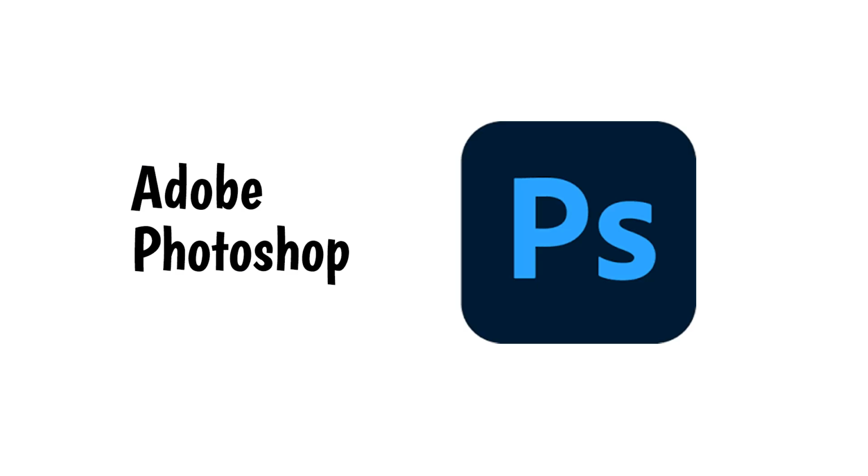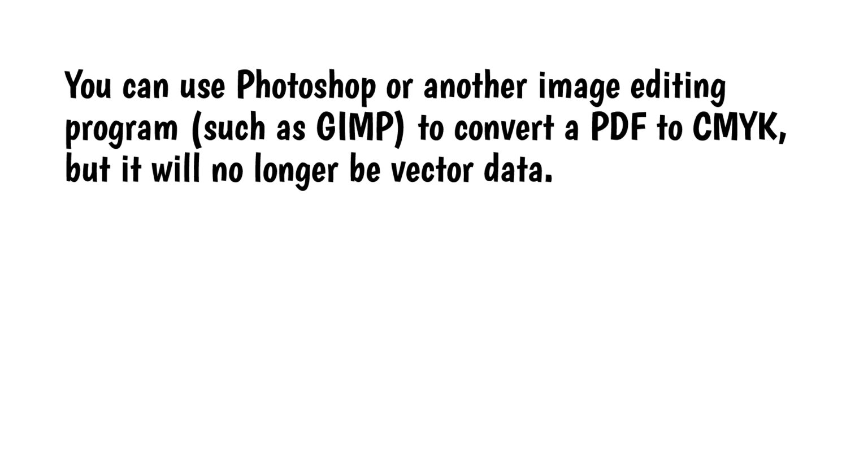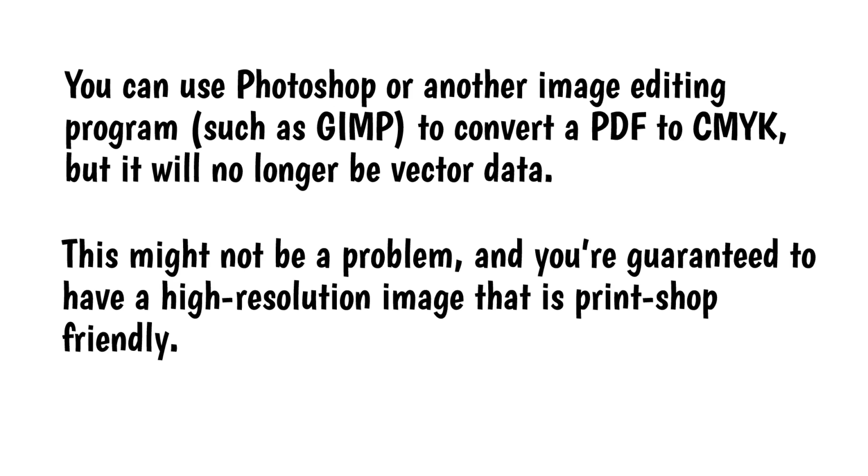Adobe Photoshop. You can use Photoshop or another image editing program such as GIMP to convert a PDF to CMYK, but it will no longer be vector data. This might not be a problem, and you're guaranteed to have a high-resolution image that is print shop friendly.